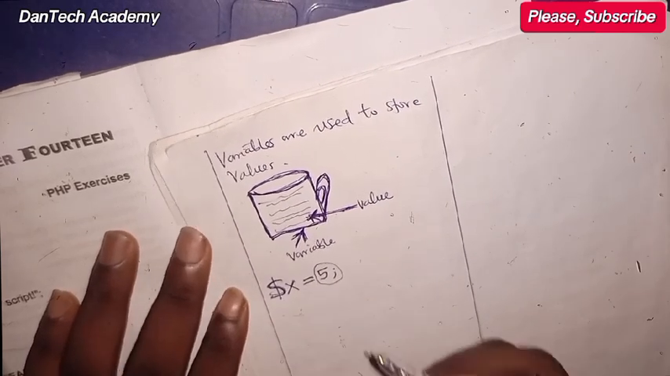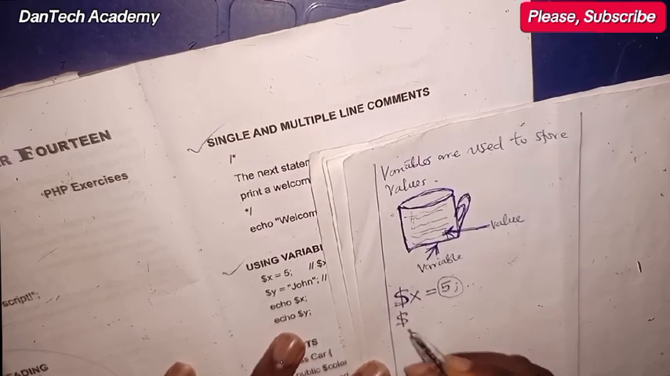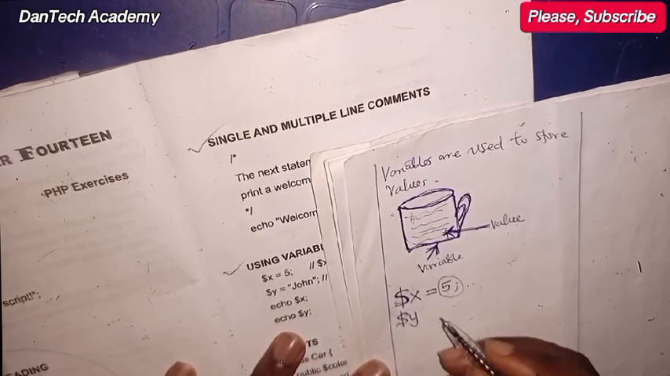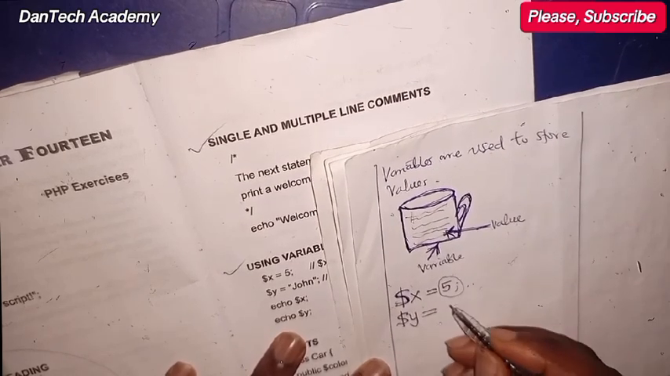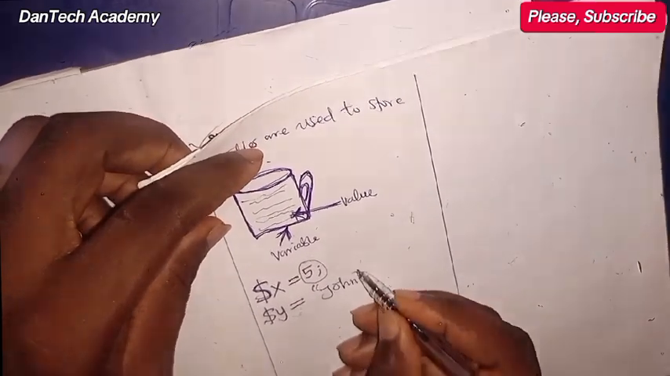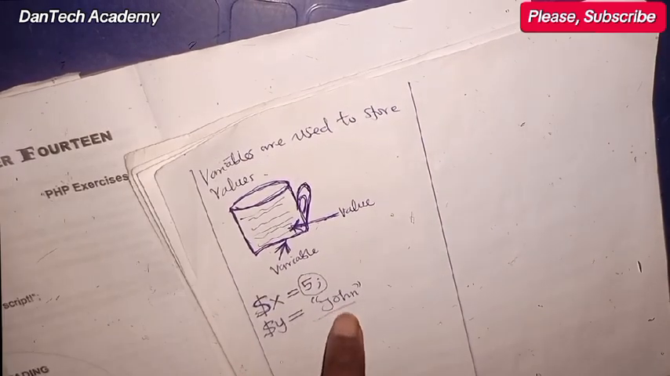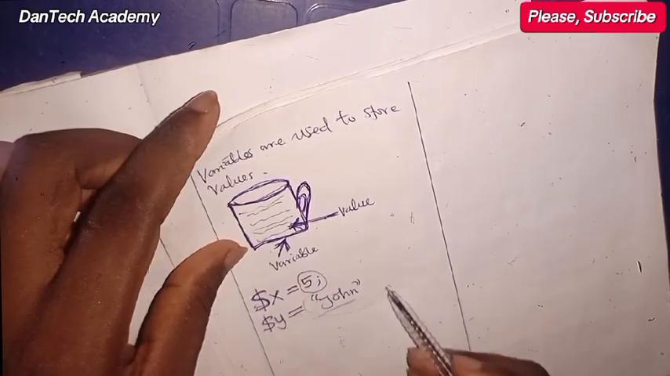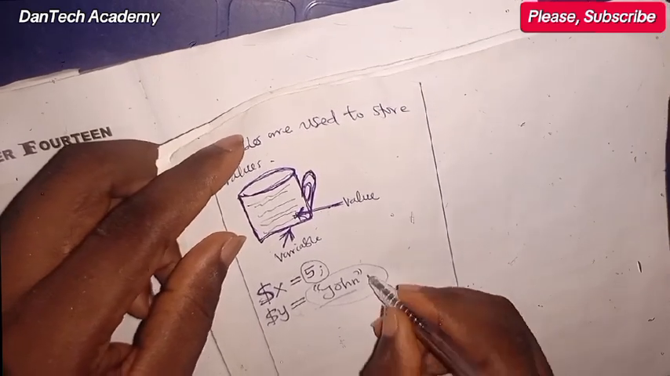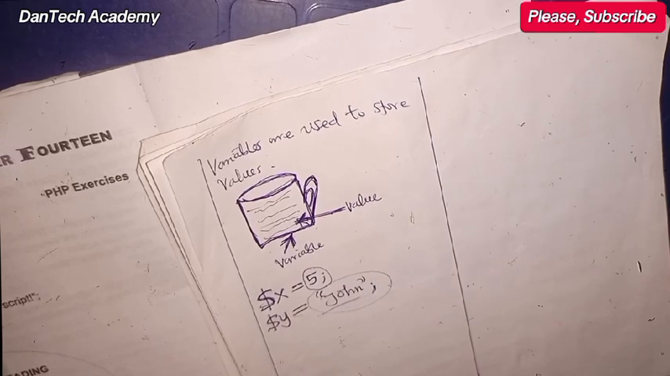So another one is, we can also have something like this, and I will have this. I want to say John. So this is a string. This kind of data type, this John, is a data type called string. So I will put my semicolon. Okay, I haven't put my semicolon. Okay, yeah. Sorry.